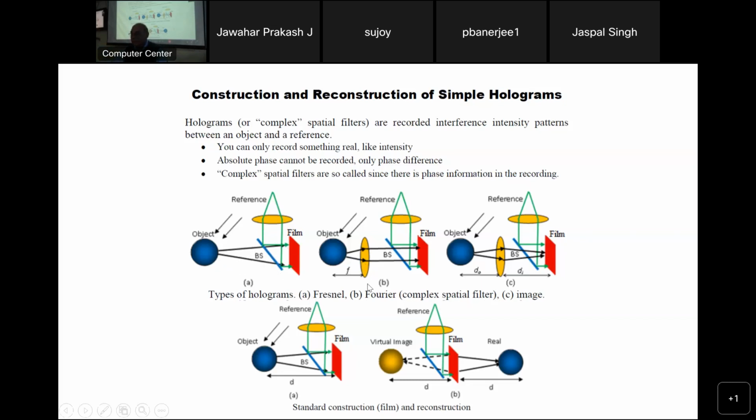Then you can also have what's called a Fourier hologram. A Fourier hologram is when the light scattered from the object first passes through a lens and then goes to the film.